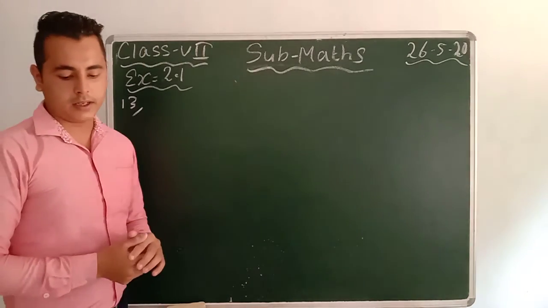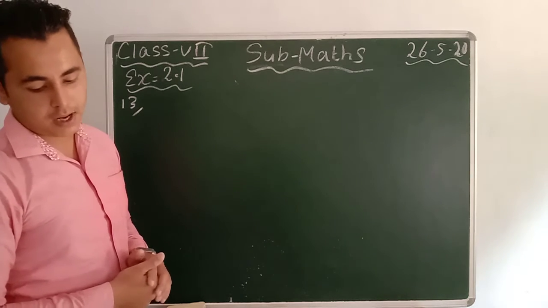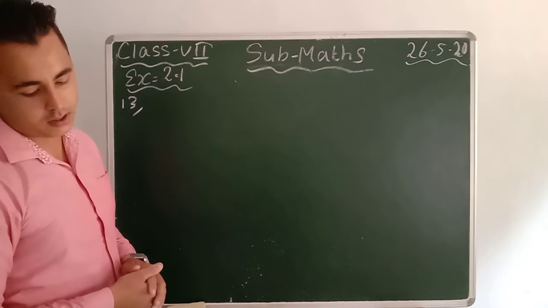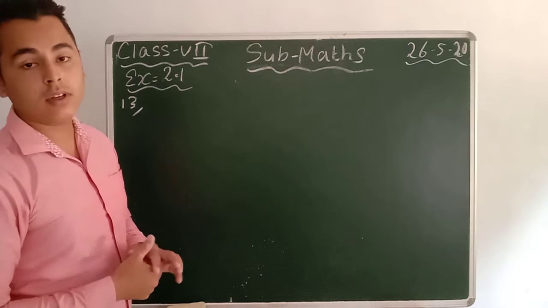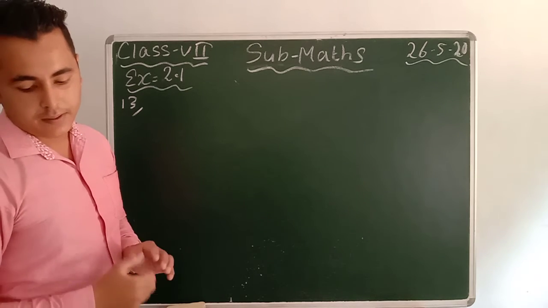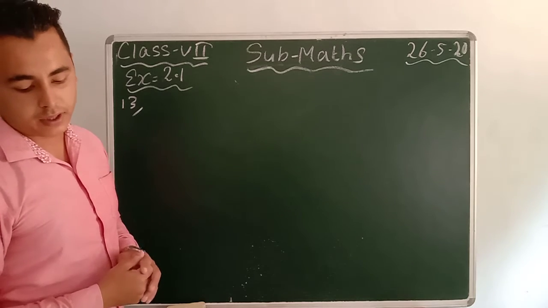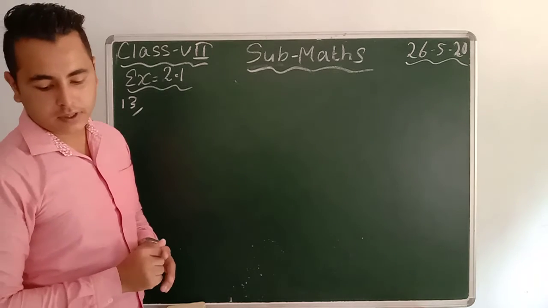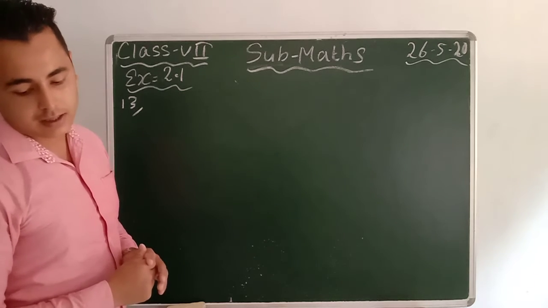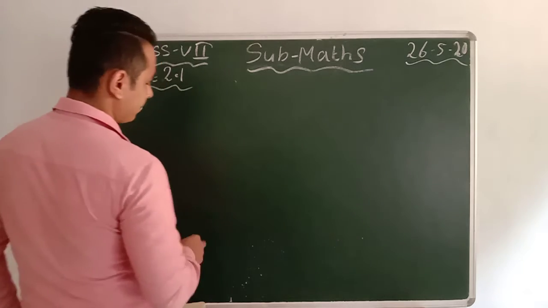Question number 13. Sagun ate 2 by 7 part of a cake, and the remaining cake was eaten by her two younger brothers. A girl called Sagun ate 2 by 7 part of a whole cake, and the rest was eaten by her two younger brothers. How much part of the cake did her brothers eat, and who had the larger share and by how much? So let's start.